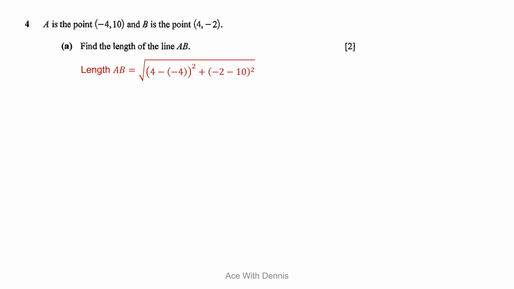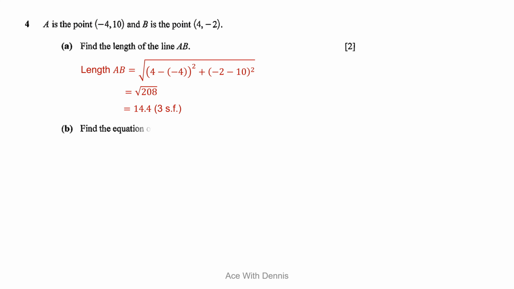So for this case, my x2 is 4, my x1 is -4. So it becomes (4 minus -4) squared. Then plus my y2 is -2 and my y1 is 10. So it becomes (-2 minus 10) squared. We calculate inside, we get square root of 208, and pressing the calculator with the square root of 208, we will get 14.4, rounded off to 3SF.